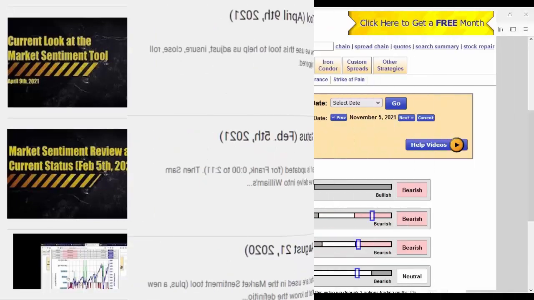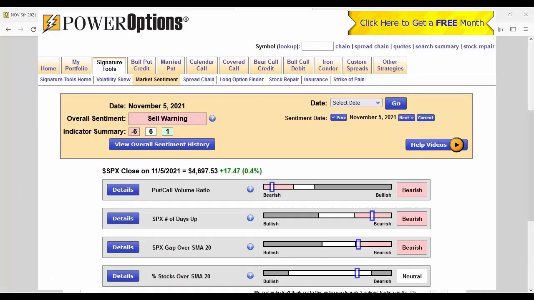Now, let's get to square one, David's direct question. Because it's today, and we've had about 5 or 6 days of sell warnings in a row: how does this signal on Power Options inform how I trade? Let's take a look at this. What is the market sentiment tool? The market sentiment is a signaling tool based on 13 broad market-based indicators.